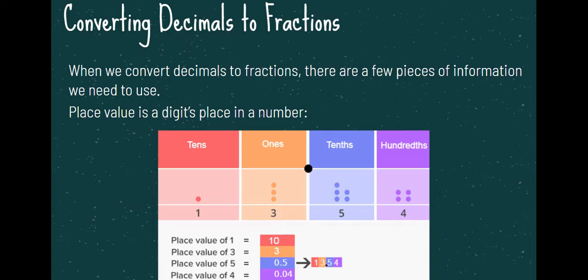As an example for this, we would look and say, I have 1 in my tens place, so that really is a 10. I have 3 in my ones place, so that's a 3. I have 5 in my tenths place, so that's 5 tenths, and I have 4 in my hundredths place, and that's 4 hundredths. But if we put all that together, that number is 13 and 54 hundredths.